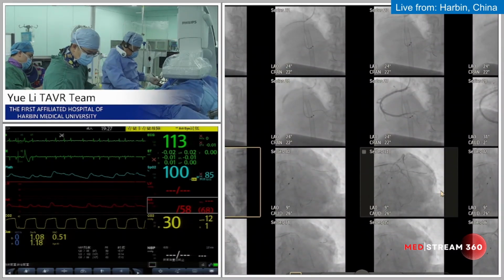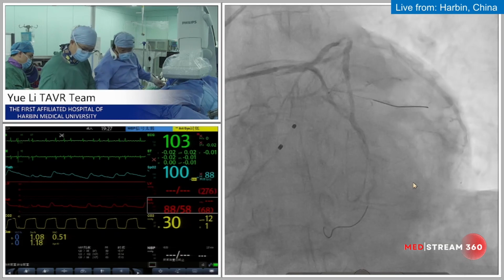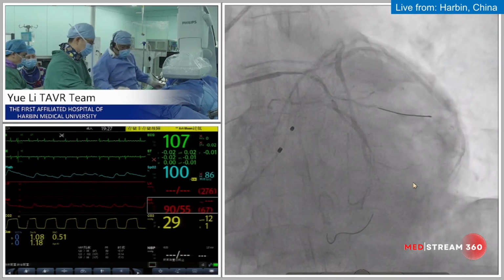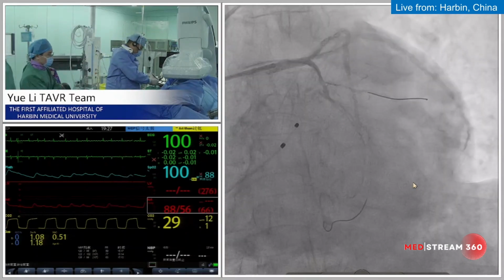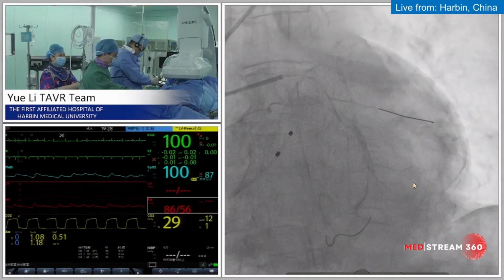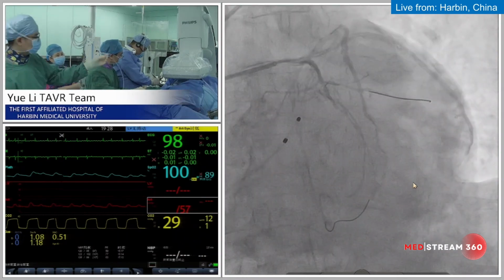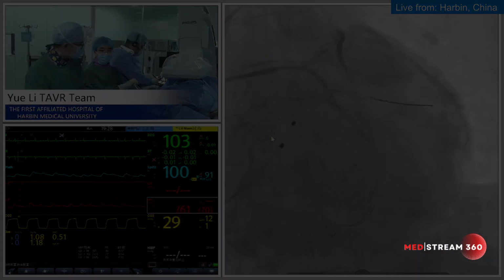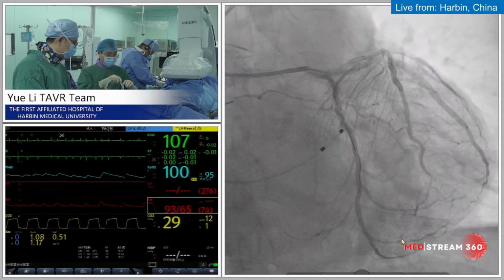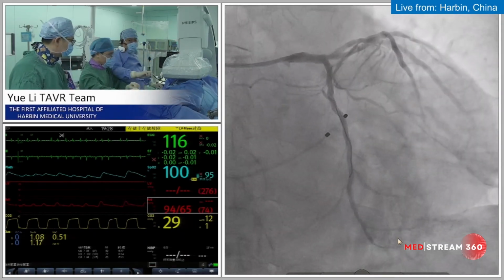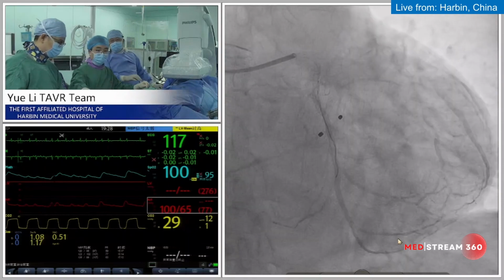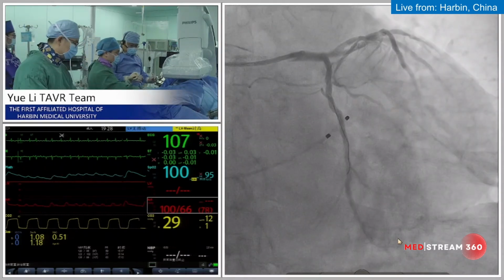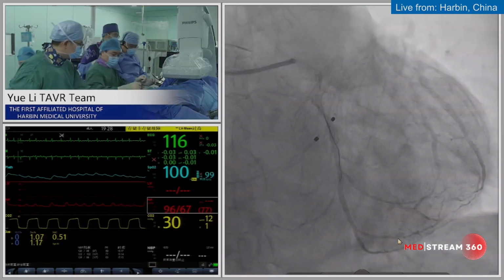Then we finished the PCI procedure for the circumflex lesion, and we implanted two DES from the distal to the proximal segment of the circumflex. The final angiography result is also very excellent. Next, we will perform the TAVR procedure.